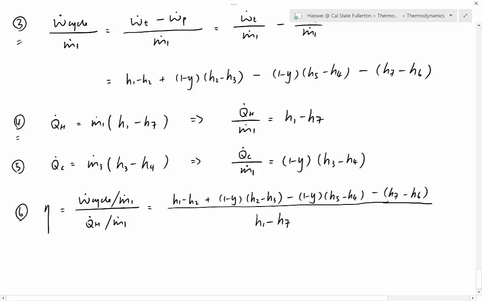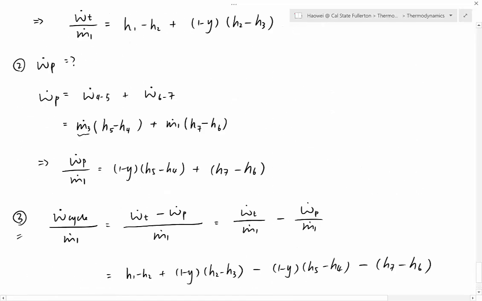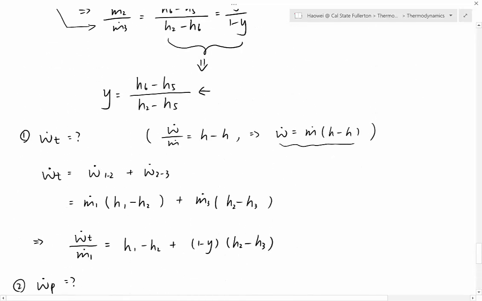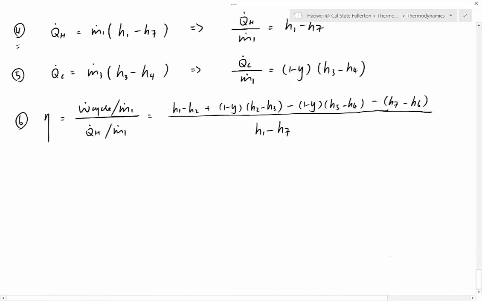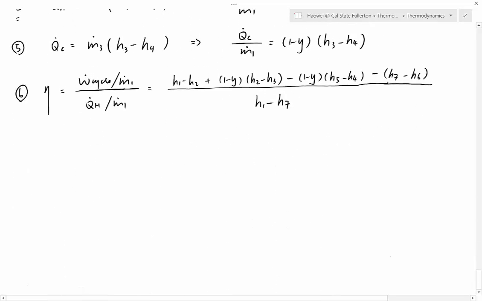That's it. So now, as you can see, again, if you want to solve a regeneration cycle problem, what is the key? The key is just to look for the enthalpy of every single point. And y can also be found from enthalpies right here. As soon as you find the enthalpy of every single point, the problem is solved. So that is the analysis we have done about the regeneration cycle.